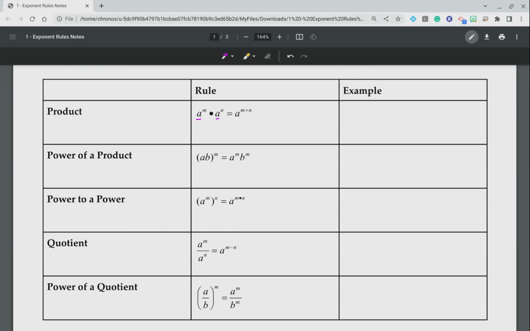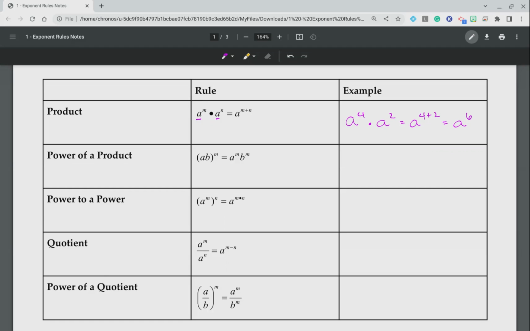So for instance, let's say you had A to the fourth power times A to the second power. This is the same as A to the fourth plus second power, or A to the sixth power. All right, so you add those exponents.